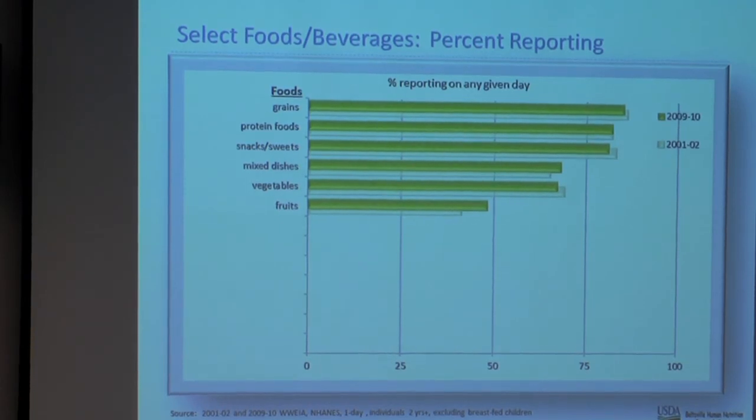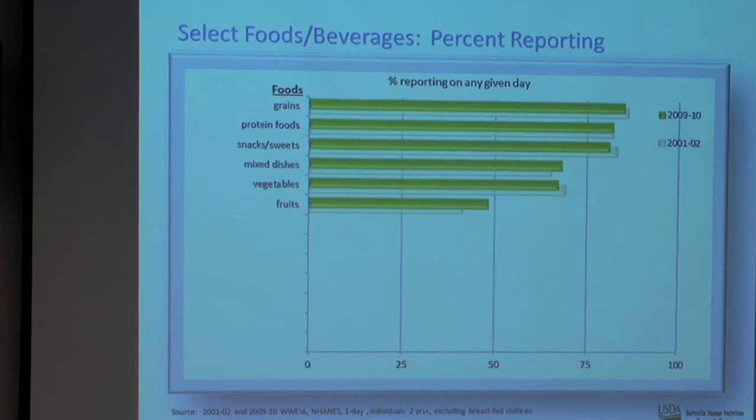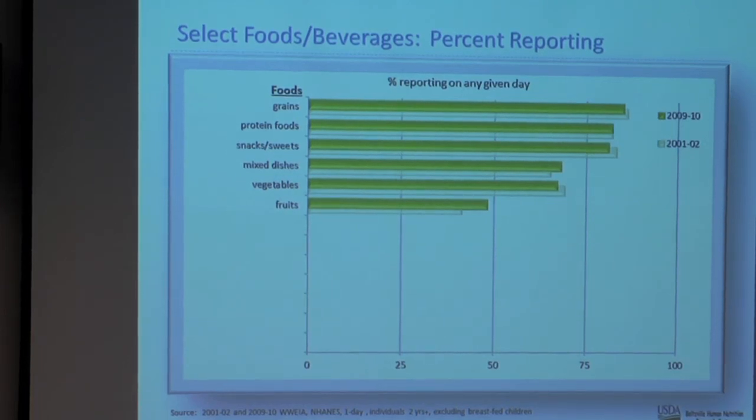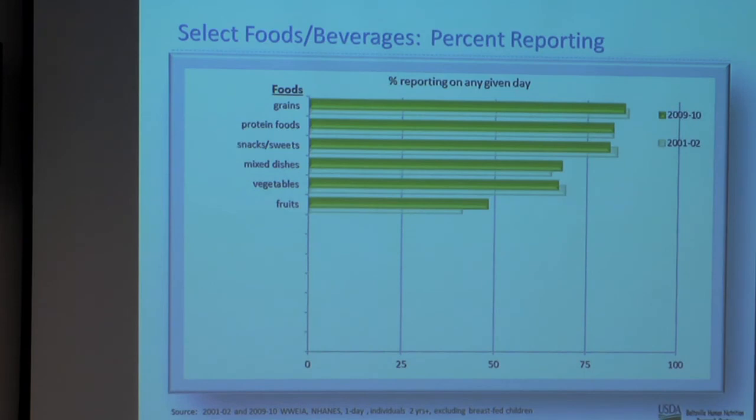This graphic shows you the percent reporting these various categories of foods. In the survey, we have a database of over 8,000 foods and beverages. So you can't report every single one of those. You have to group them together. So you can see here, the dark green is 2009-10, the percent who are reporting grains, protein foods, snacks and sweets, mixed dishes, vegetables and fruits, compared to 2001 and 2002. So about a 10-year difference.